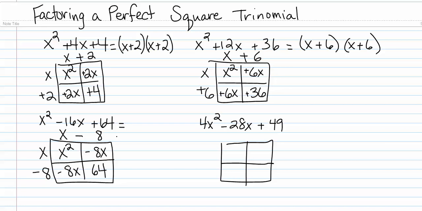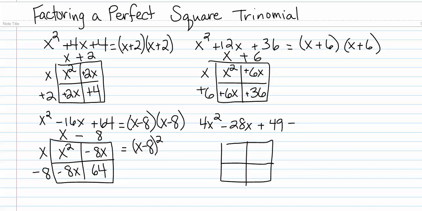Had I made the mistake and put the positive 8's here that some people thought I needed to, those would add up to a positive 16x, which is not what I have this time around. I don't have a positive 16x in the middle of this one. So that's why I needed to use the negatives instead. Okay, so my factors this time: x minus 8 times x minus 8. And that can be written in a shorthand version as x minus 8 quantity squared, because there are two x minus 8's being multiplied together.